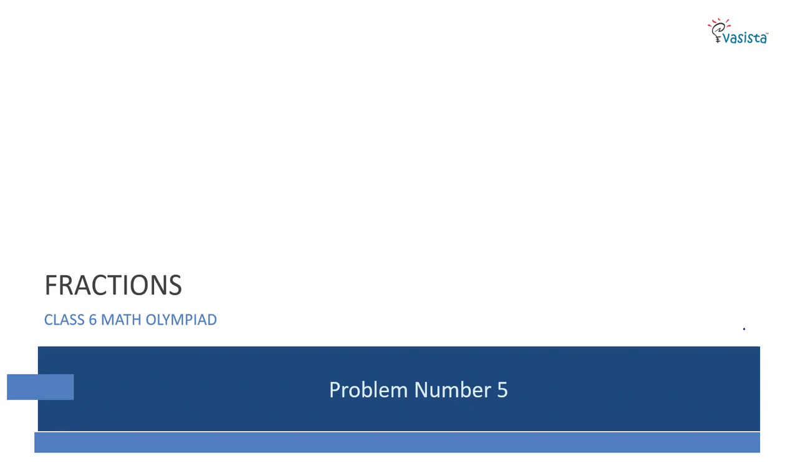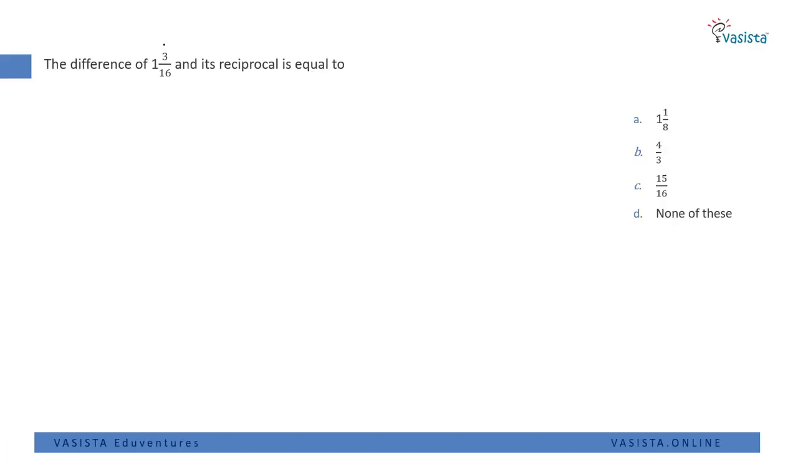Let me solve the fifth problem here. Take this: the difference of 1 3/16 and its reciprocal is equal to... they have given reciprocal. Reciprocal, in the sense, what happens here? Let us take one fraction, that is numerator by denominator. When you take the reciprocal, the denominator goes to the numerator and the numerator becomes the denominator. So that's what we are supposed to do.